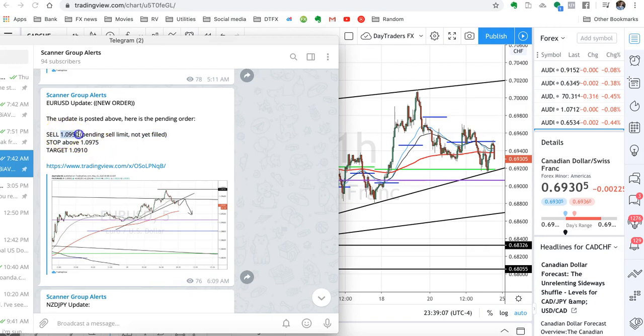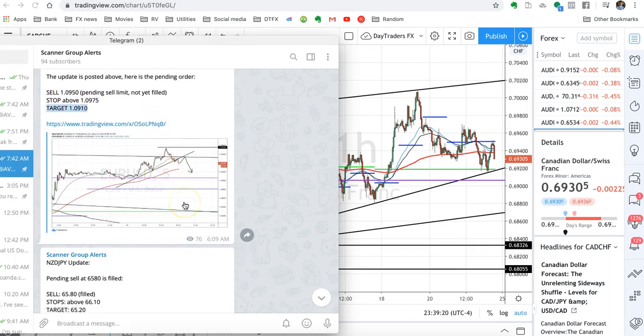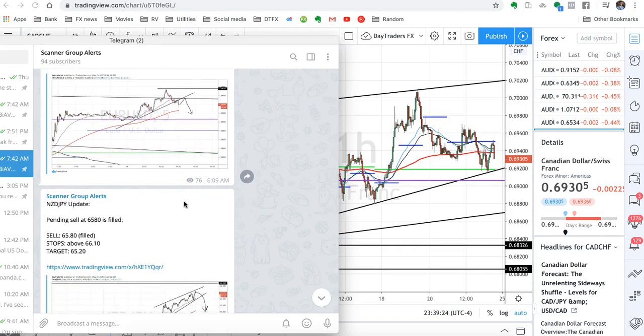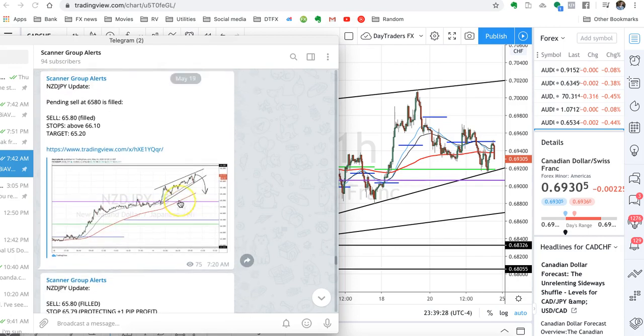So 109.50 is where we wanted to sell, with a stop loss just 25 to 30 pips away, 109.75, 109.80. Targeting about 40 pips, 109.10. So we have two pending orders now by Tuesday morning, bright and early. I send out an update here.